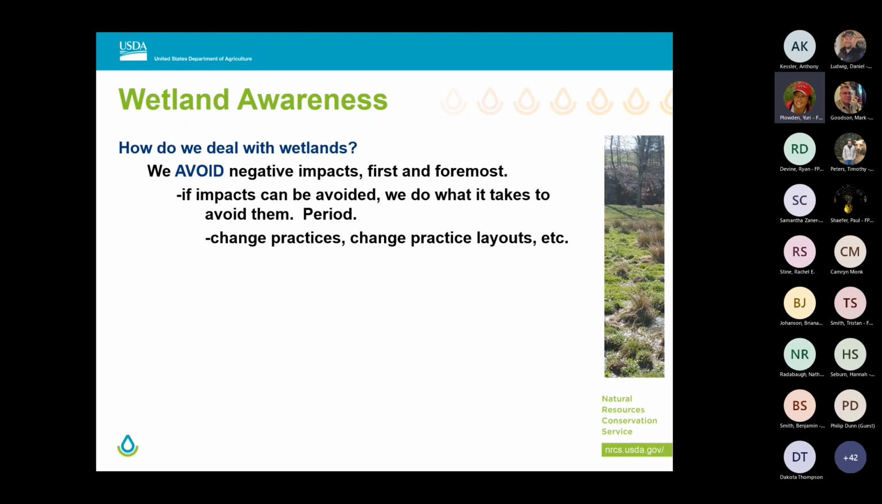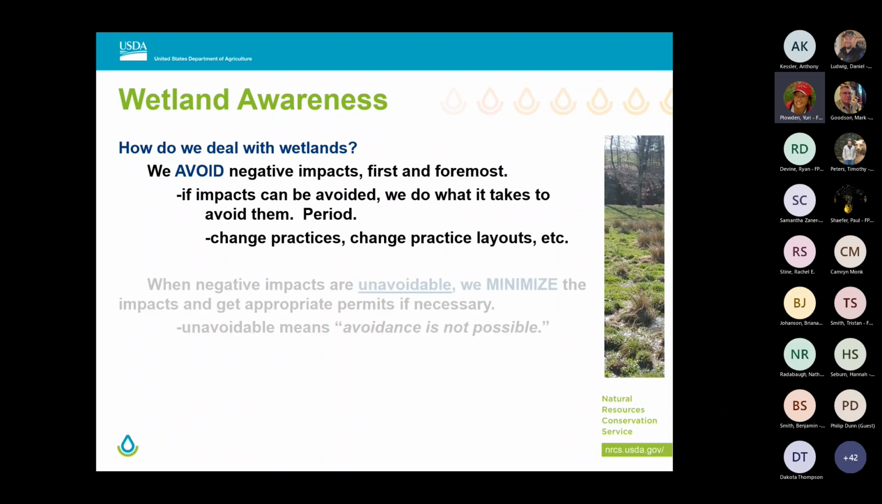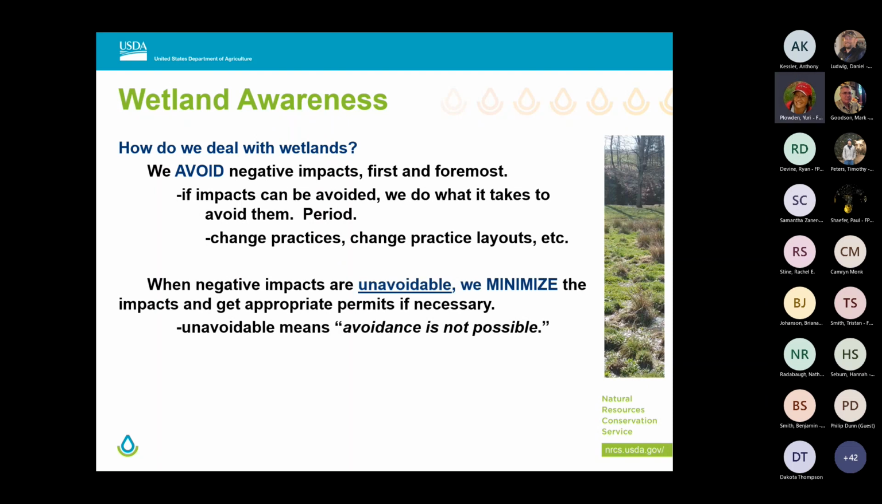So if you can avoid it, even if it's not what the farmer initially wanted, it's part of your job to explain and talk, and that's where all of the things that Mary Lynn talked about in the previous presentation really come into play, because you're potentially giving them information that they don't want to hear. Now, when negative impacts are unavoidable, then we minimize the impacts and get appropriate permits if necessary. Unavoidable means avoidance is not possible. So not preferred by the farmer is not the same as not possible.